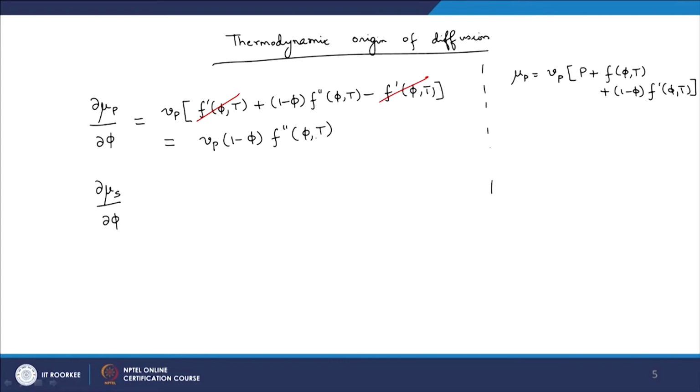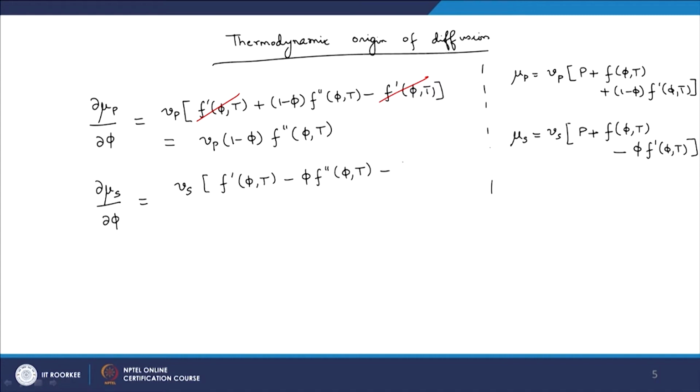Okay. If I do the same thing for the chemical potential of the solute, then mu s was equal to V s multiplied by p plus f of phi, t minus phi multiplied by f prime of phi, t, and if I take a derivative with respect to the volume fraction, I will get V s multiplied by f prime of phi, t minus phi f double prime of phi, t minus f prime of phi, t, and we have cancellations, and what we get is V s minus V s phi multiplied by f double prime of phi, t.